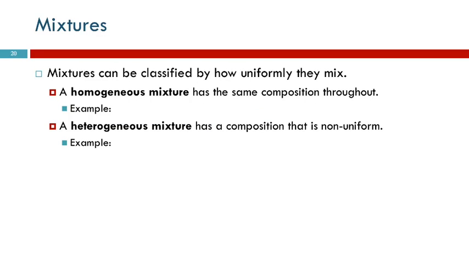We can classify mixtures by how uniformly they mix. We use a lot of prefixes and suffixes in science, and so the prefix homo and the prefix hetero. Homo means the same. Homogeneous is a mixture that looks the same throughout. It's uniform. A heterogeneous mixture, hetero means different, has at least two distinct phases. It's non-uniform. So think of a food that looks homogeneous.